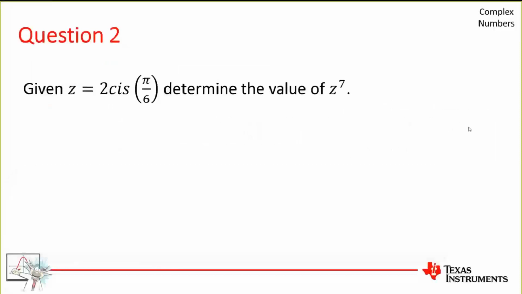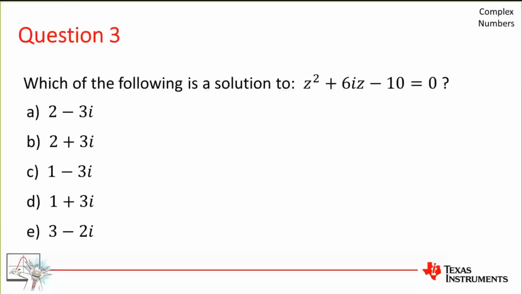Question 3. Another one on complex numbers. Which of the following is a solution? Now this one's a little bit challenging because there is a polynomial root finder on the TI-84, but it doesn't cope well with having imaginary coefficients. But let's remember something. This question's actually given us the answers. We just have to figure out which one is correct. Now that might seem a little bit silly.